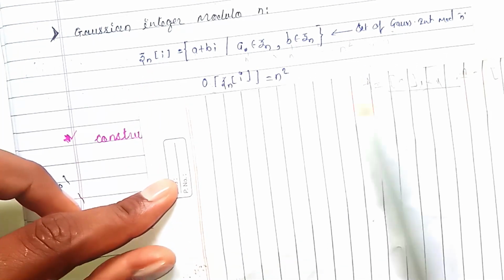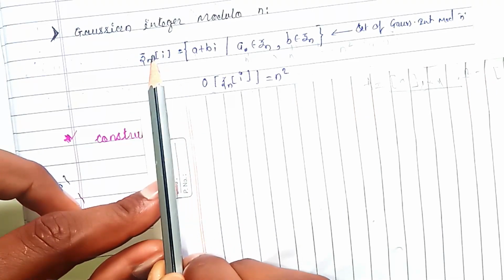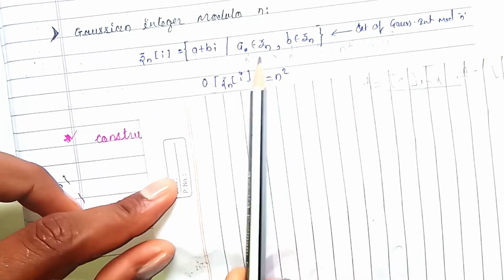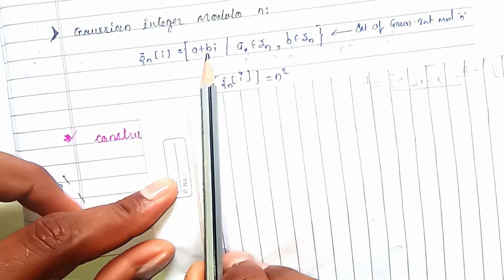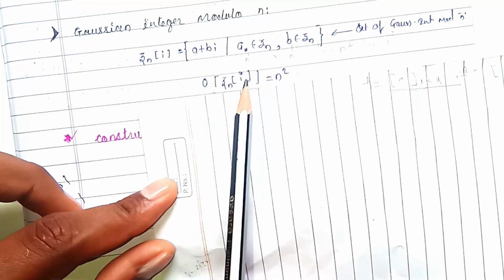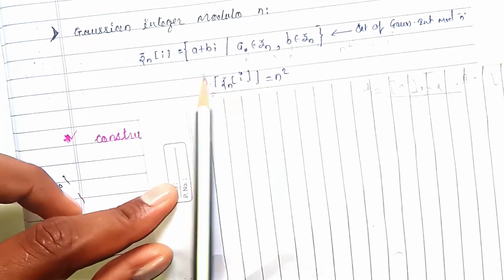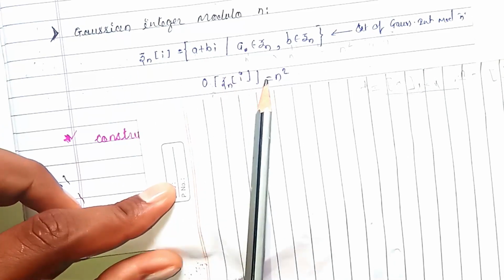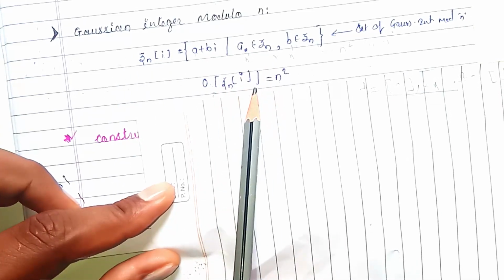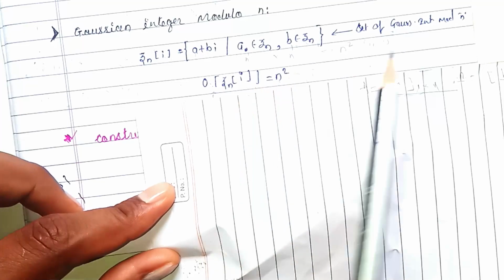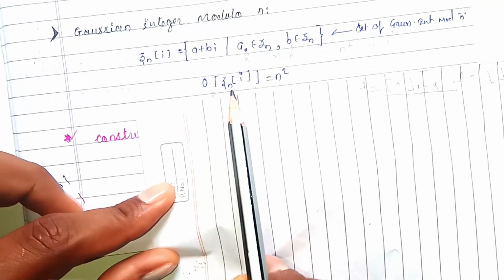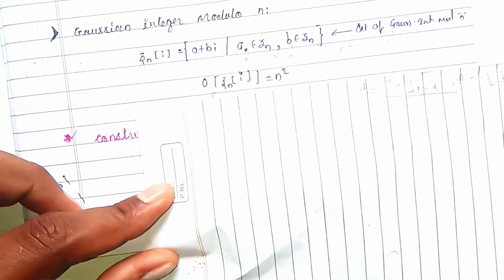Here the order of the Gaussian integers modulo n is n square. Why n square? Because two numbers are involved: a from Z_n and b from Z_n. So if you want to find the number of elements in the Gaussian integers modulo n, always find n square. For example, the order of Z_10[i] means you have to find 10 square.